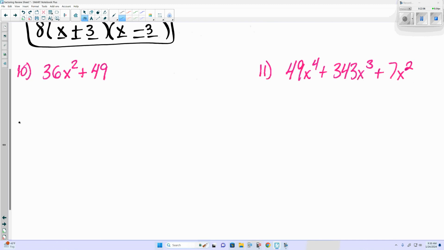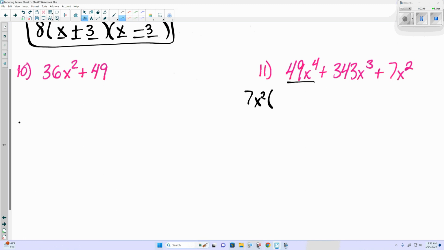49x to the fourth plus 343x cubed plus 7x squared. Is there a greatest common factor? 7. Because 49 and 7 we can see is 7. Yes. And if we divide 343 by 7, it will simplify down. Now this time we do have a variable, because x to the fourth, x cubed, x squared, they do all have an x squared term. And the way we know the power is whatever the smallest exponent attached to that variable is. On the first problem we did on the review sheet, a's smallest power was 1, so we just took a to the first. Here it's x squared, so we take x squared out.